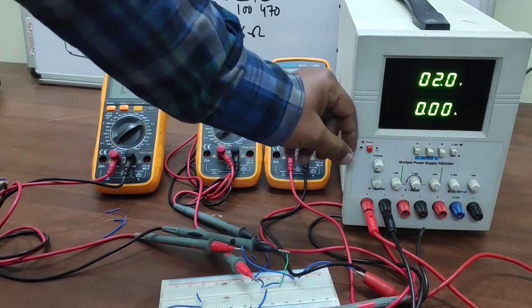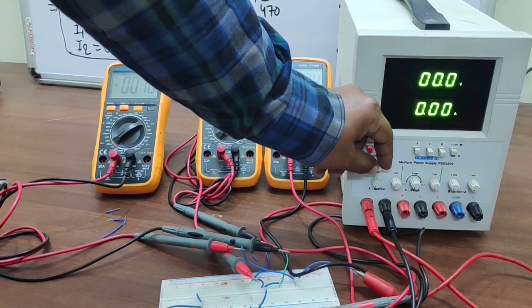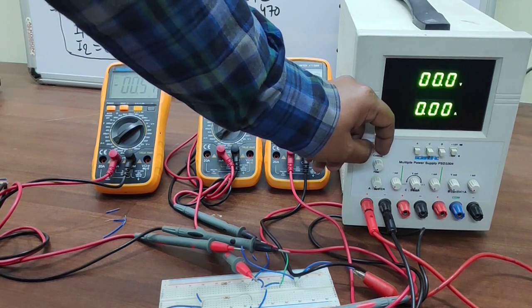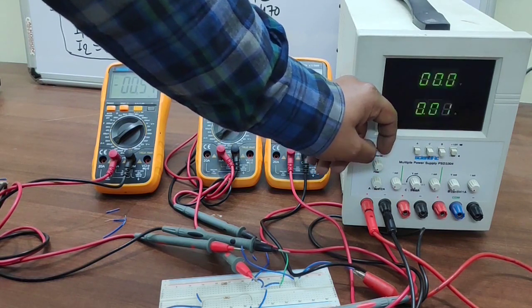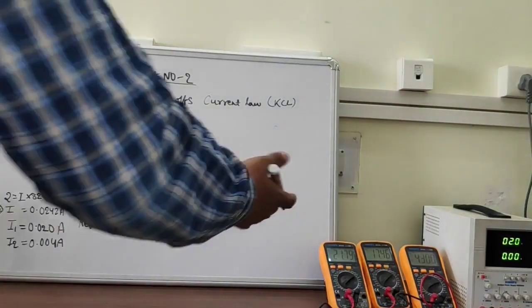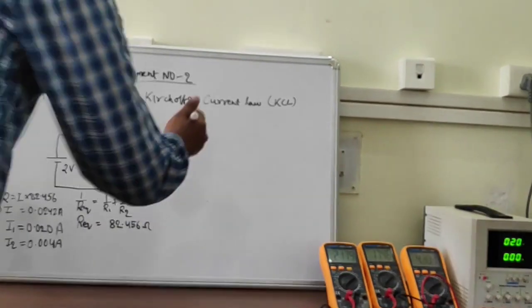So I am going to steadily reduce the voltage. I have reduced the voltage steadily. Now I will shut down my DC power source. Now we will again move to the theory. Here you can see the readings, so I am going to write down the observation table.